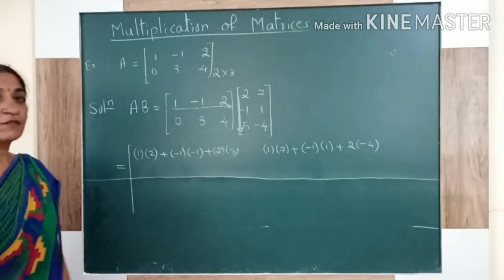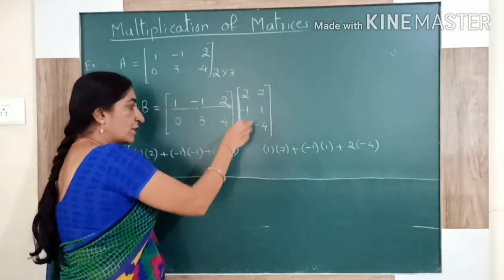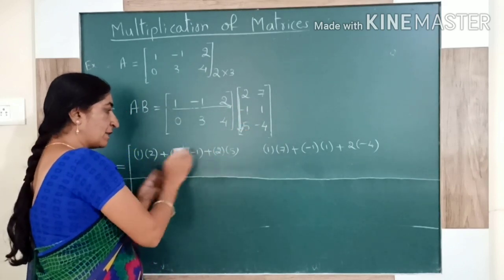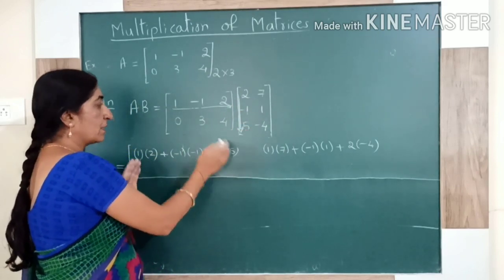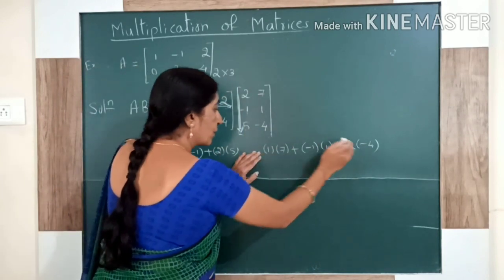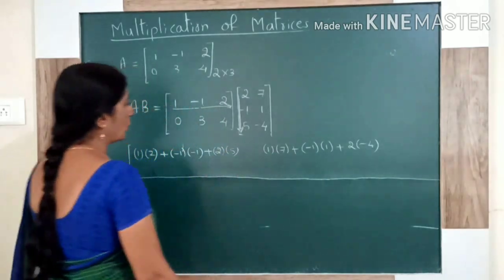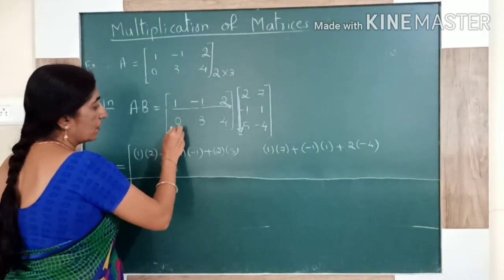So this completes the first row. So what did we do then? First row with first column, corresponding elements we multiplied and wrote here. Then first row with second column, that also we multiplied term by term, element by element, then we wrote. Then move to the next one.